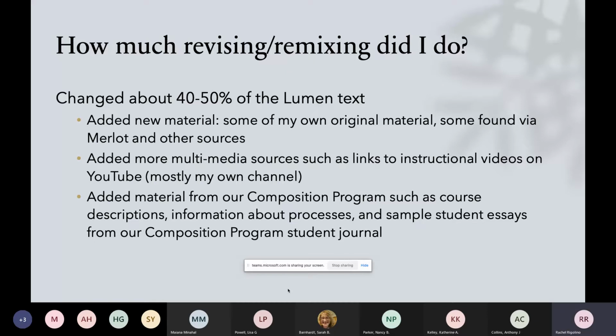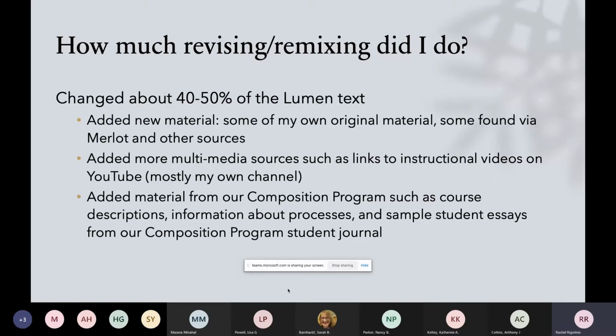All right. So I added stuff from Merlot. Of course, I could supplement all kinds of stuff that I had sitting up in my cloud, wherever it is, right? I could bring in what I wanted. I added a lot of multimedia stuff, and was able to add stuff that refers to our comp program. All of our own department stuff could be brought in. So it was really great, that part of changing the text.